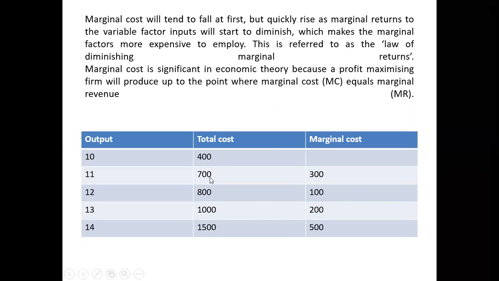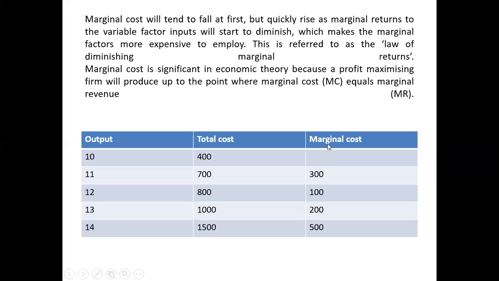Maybe he needs an extra oven or extra machinery, suppose. He needs it for producing an extra commodity. He may need extra labor; he may hire one extra laborer. He may need an extra electricity connection. He may need an extra building. Those are the reasons your total cost increases when you produce one extra unit of commodity.